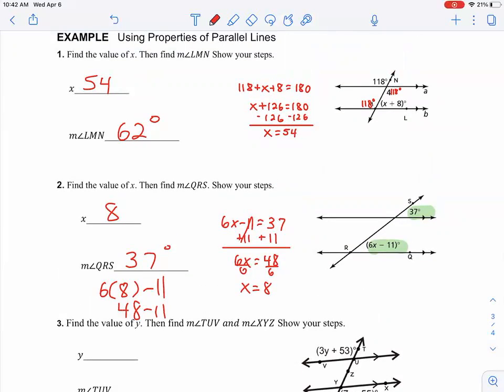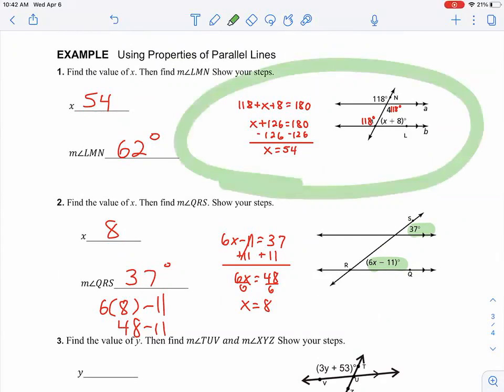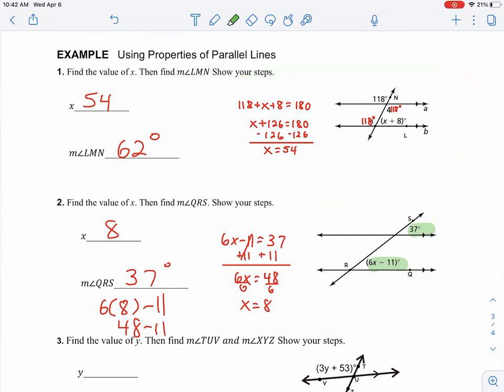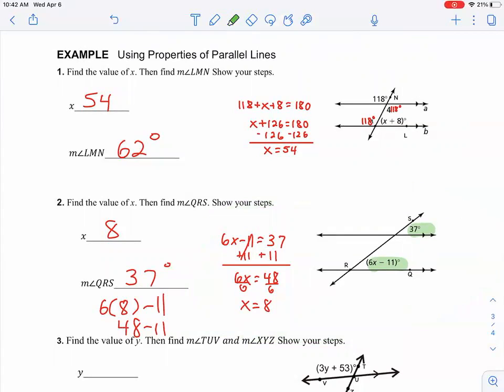So when you guys are working on your stuff, just be careful that sometimes the two angles add up to 180, and sometimes the two angles are equal to each other. You're going to have to be able to figure out which is which based upon if they're acute or obtuse and what their position is. All right, any questions?